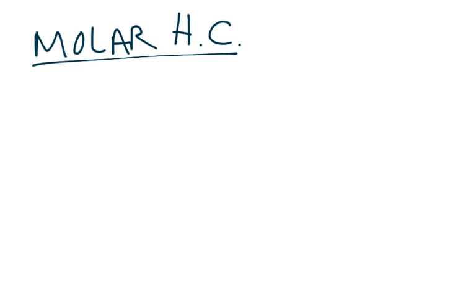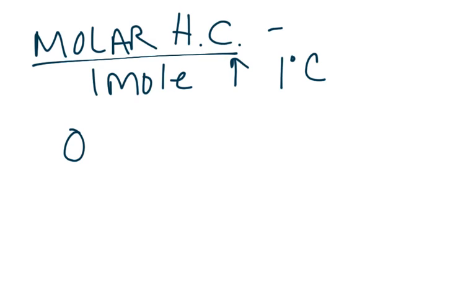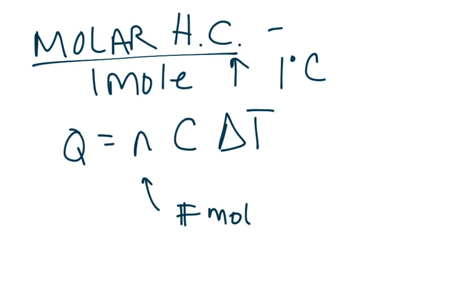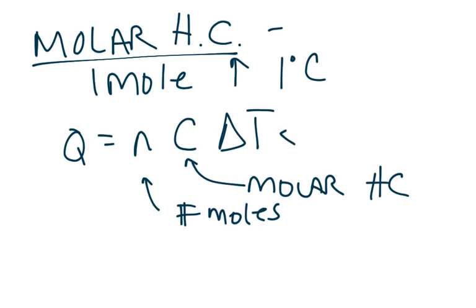But molar heat capacity, we're adjusting for the amount. We're going to say how much heat does it take for 1 mole to go up by 1 degree Celsius. So the formula we've got, Q equals nCΔT. The n is the number of moles. Kind of makes sense. Your C is your molar heat capacity. And your ΔT is your change in temperature.